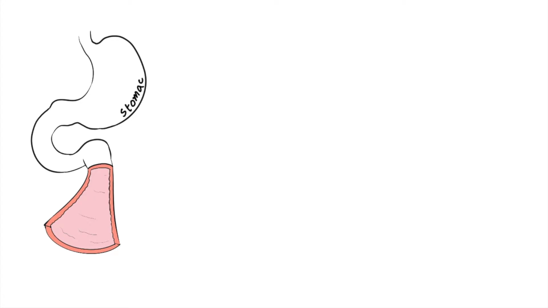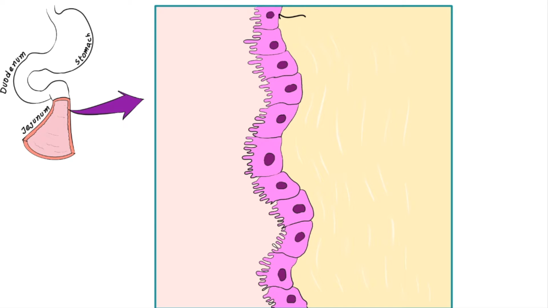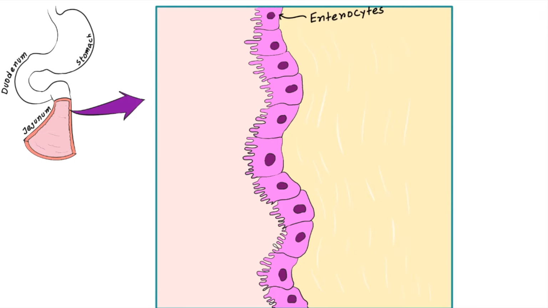Here you can see different parts of the GIT like stomach, duodenum and jejunum. Here is a zoomed in view of the jejunum. The outermost part is made up of enterocytes. Nutrients and food particles are absorbed by those cells. Just below the enterocytes, this layer is called lamina propria. The enterocytes are covered by mucus.